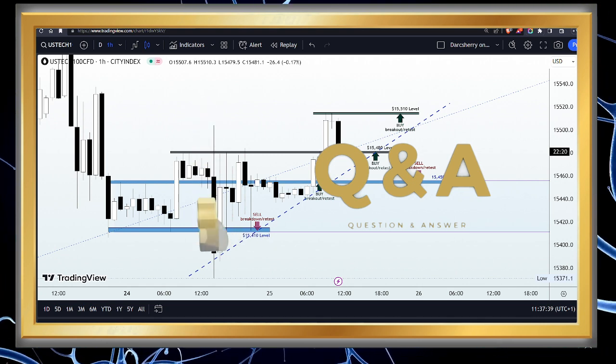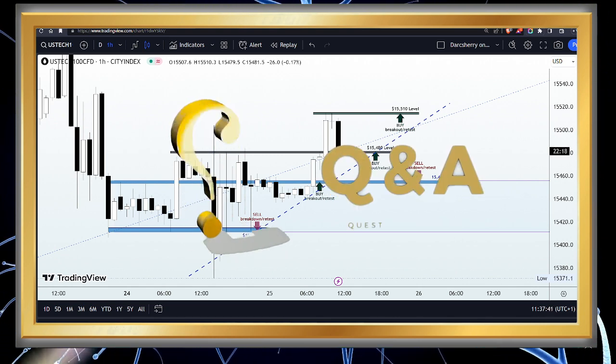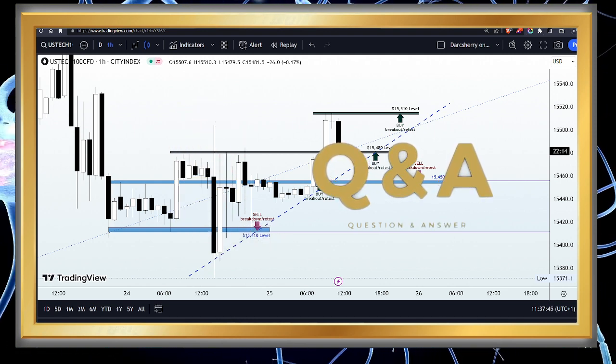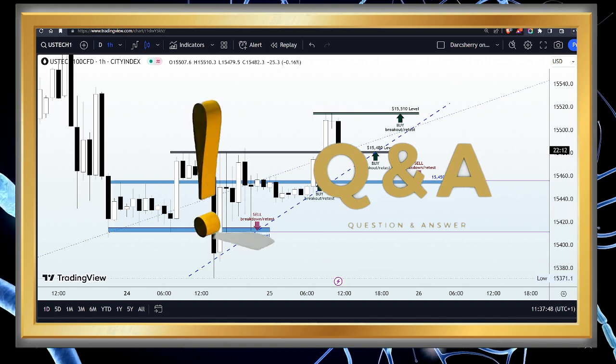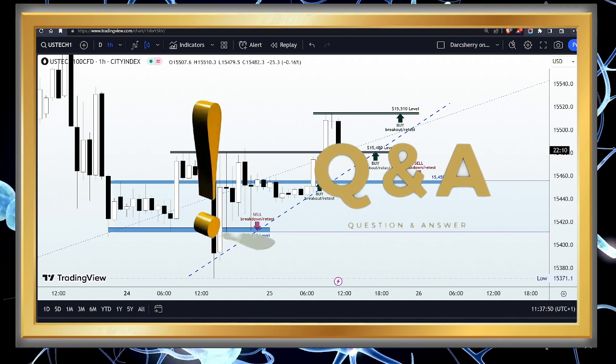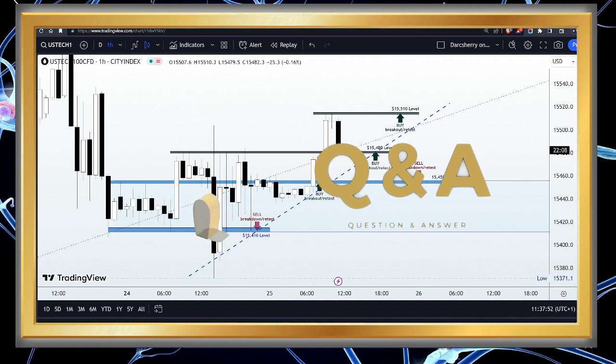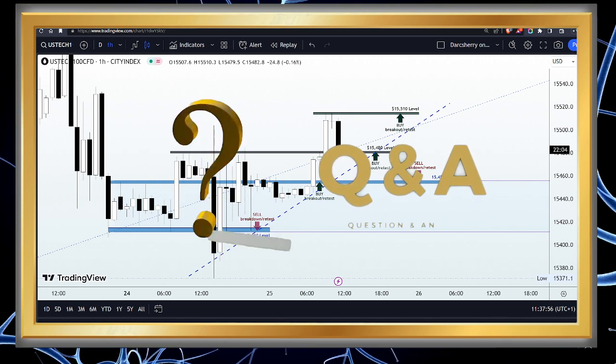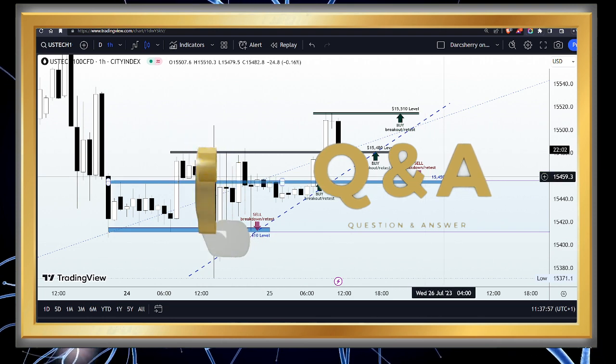All right. So in the absence of any questions, I want to assume that we are all on the same page here. So I hope you've marked out these levels on your chart. And so we shall be moving right into the next instrument on our watch list for today.